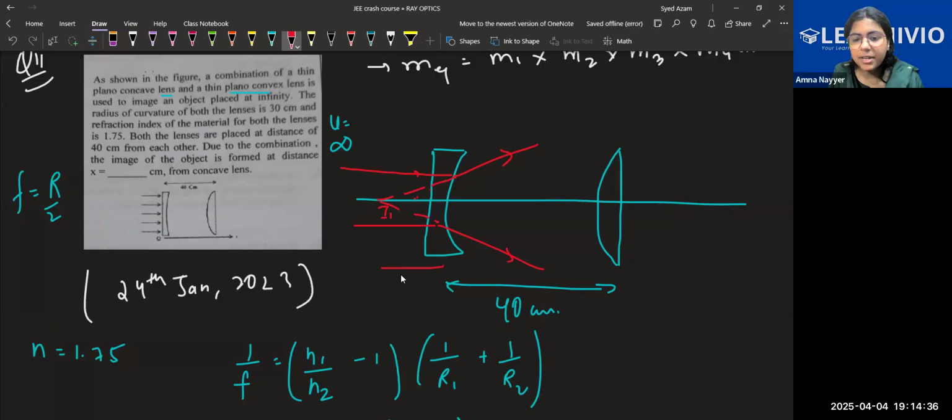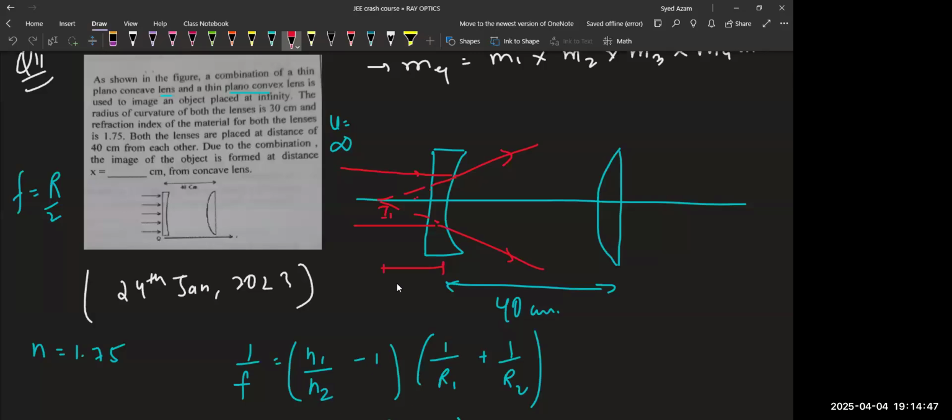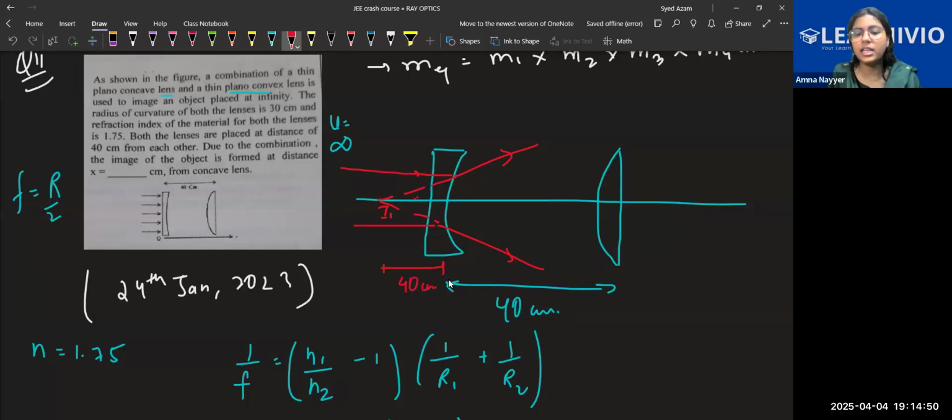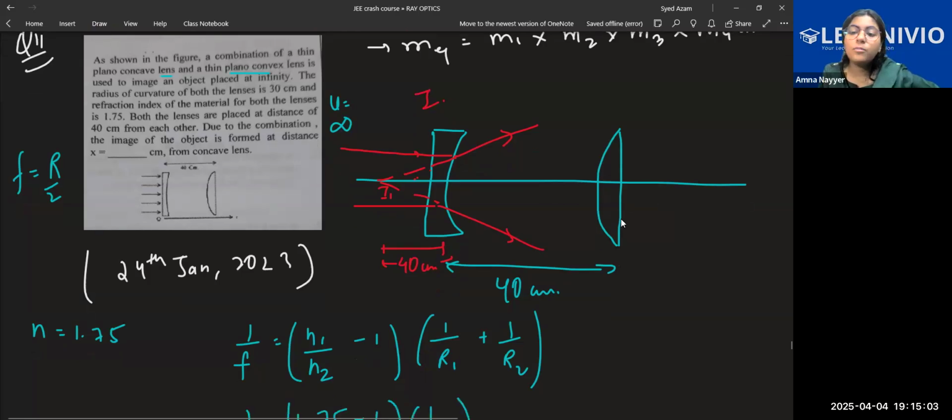So what is this separation? What have we calculated? Object at infinity, image at focus. What's the focal length? 40 centimeter. This is 40 centimeter. Now this image is acting as the virtual object for our second lens. The first lens we have solved, we have got the image also. Now, Meera, can you tell me what will be the object distance for the second lens?